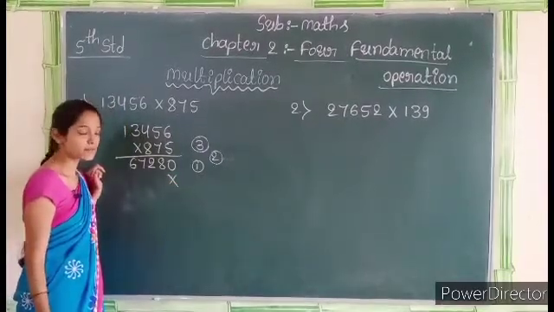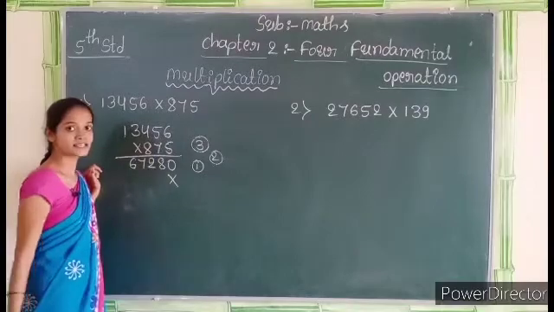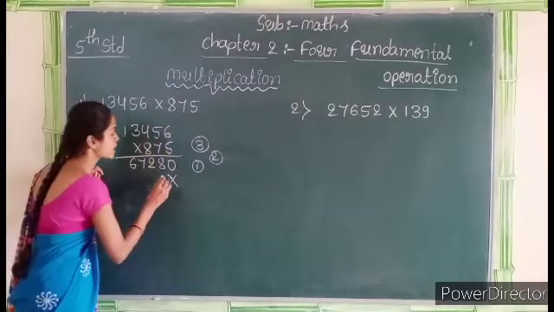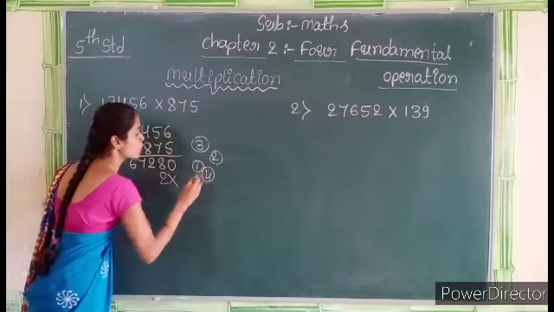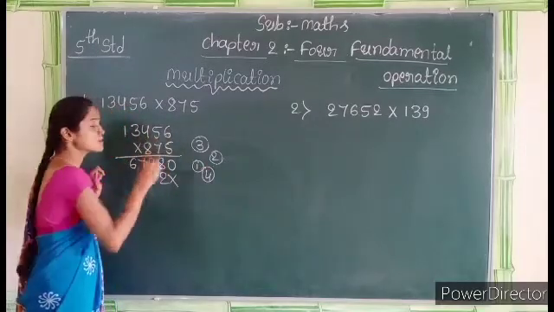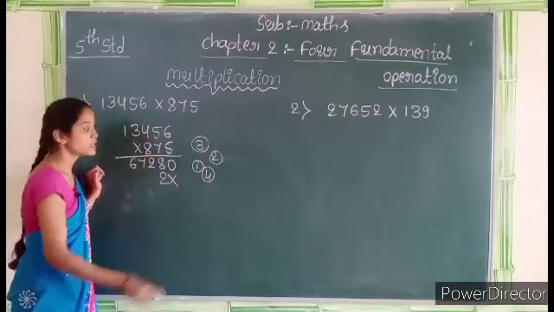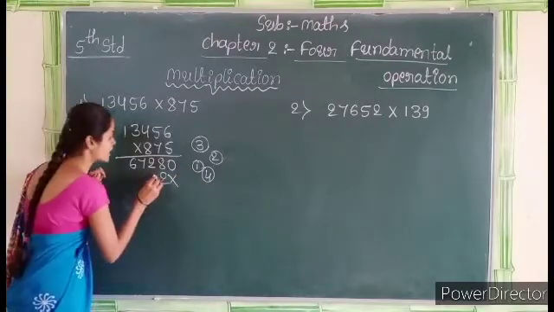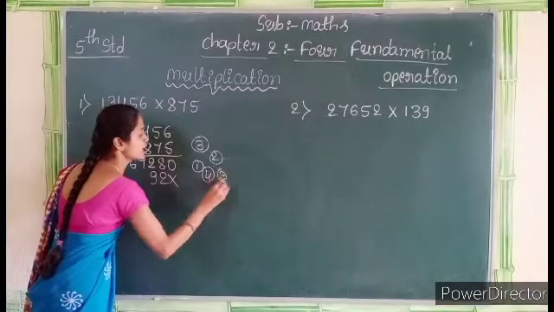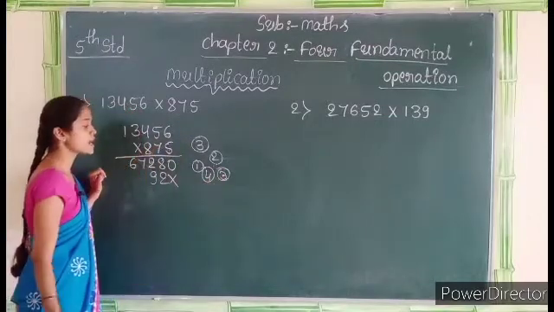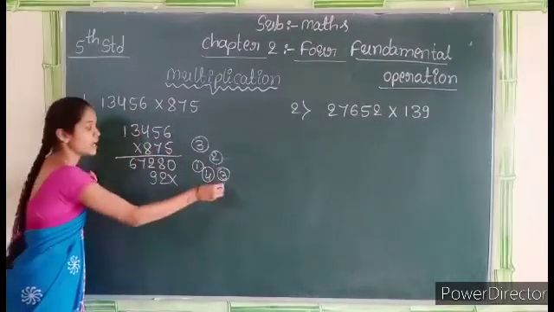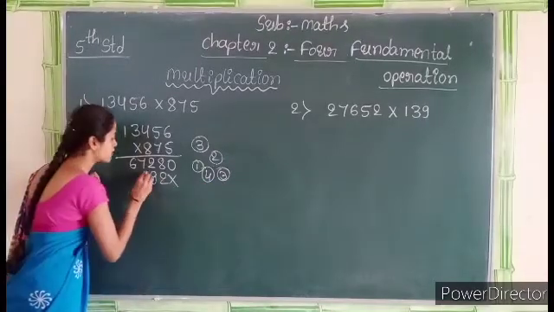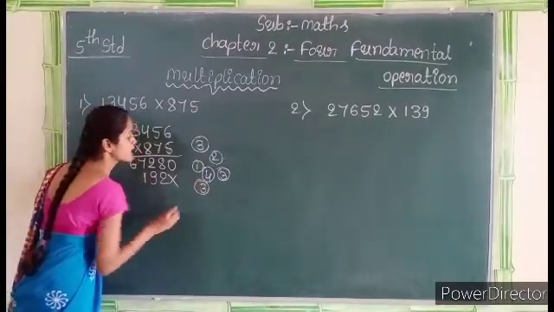Okay, let's start the multiplication by this 7. 7 6s are 42. I will write 2, then 4 carry. Then 7 5s are 35. 35 plus 4, 39. I will write 9, then 3 carry. Then 7 4s are 28. 28 plus 3, that is 31. I will write 1, then 3 carry.